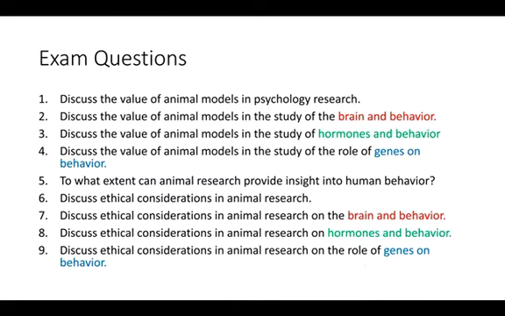We've gone over this whole chapter and looked at it as brain and behavior, hormones and behavior, and genes and behavior, the same way the HL extension divides it up. So it can be broad, but it can be specific to these three areas as well. The same goes for ethical considerations. They can also be specific to these areas.